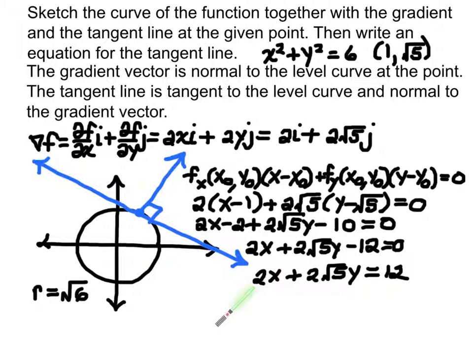So here we have the equation for our tangent line. It is 2x plus 2 radical 5 y equals 12.